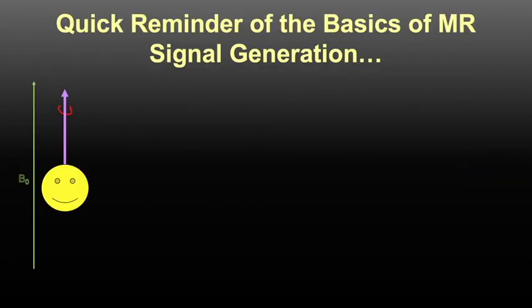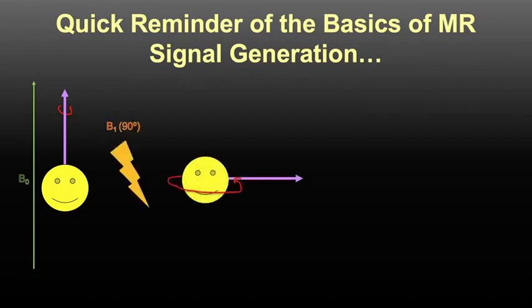So before we launch into the sequences themselves, I want to give us all a quick reminder of how we generate MR signal. If you put protons, water protons, into the magnetic field of the scanner, which here is indicated by the green arrow B0, the spins of the protons will line up essentially parallel or anti-parallel to that magnetic field, and they precess around that axis with their intrinsic spins.